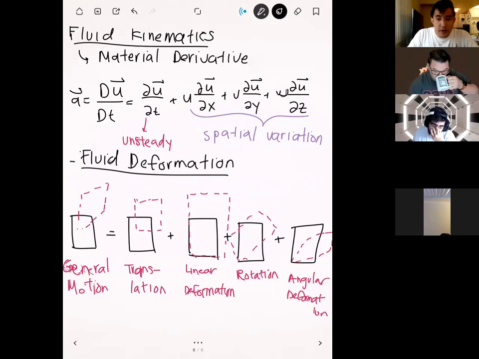Yeah. So we have these 4 modes of fluid. You can almost think of these as 4 different ways that a fluid can deform, and when you add them all together and combine them, then you get general fluid motion.